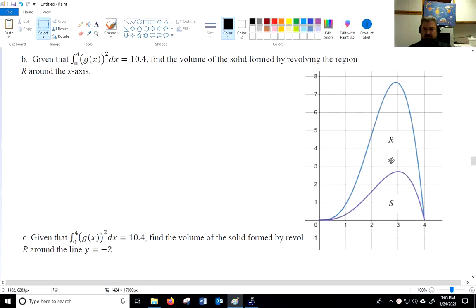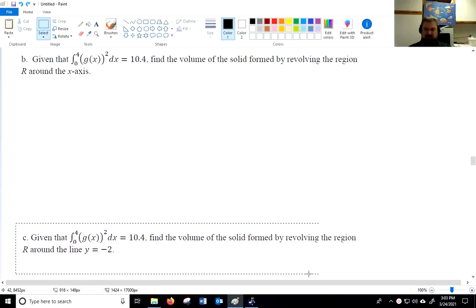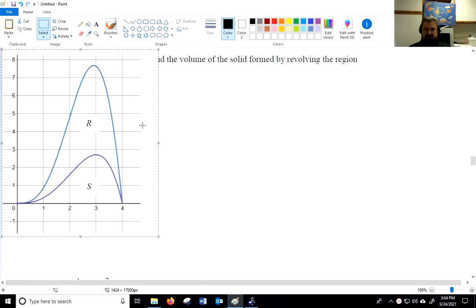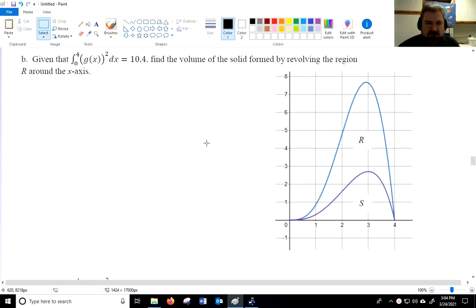Oh, well, hold on. I need a little bit more room here. I'm going to do that. All right. So we were given the integral of f squared, so we're probably going to need that as well, and the integral of g. Remember that this is f up here in blue, and g is down here in purple. We want to find the volume from revolving this region around the x-axis. So I need to find that outer radius minus this inner radius that is going to be revolved around.